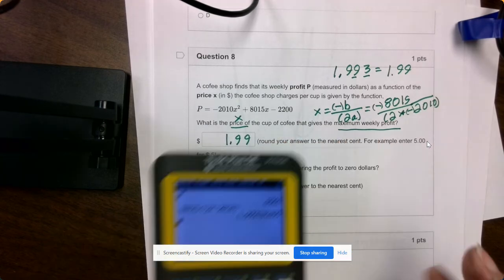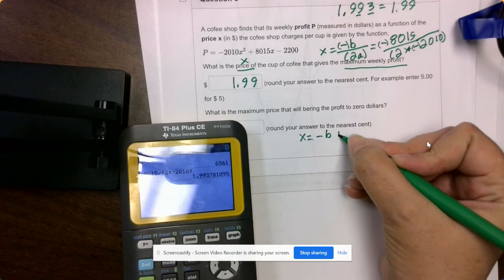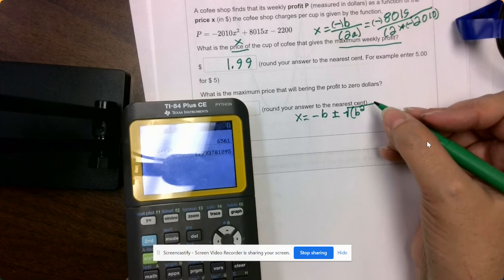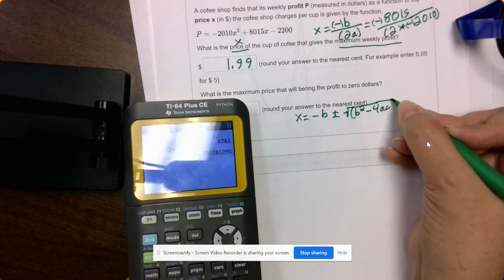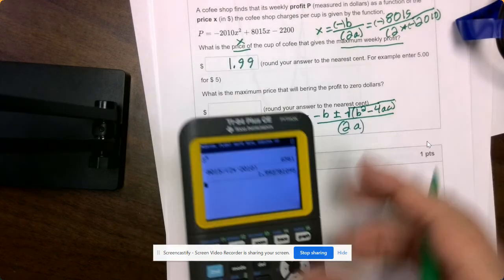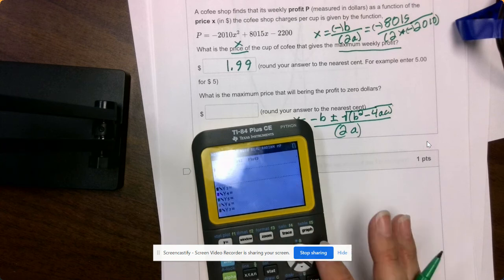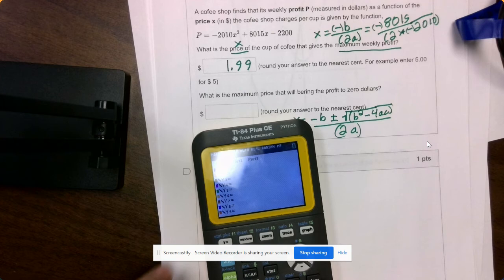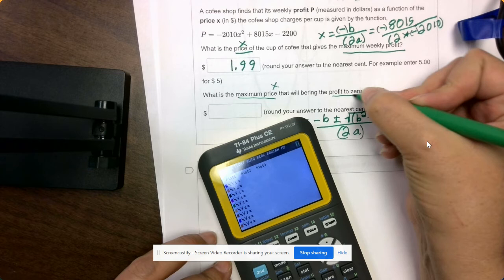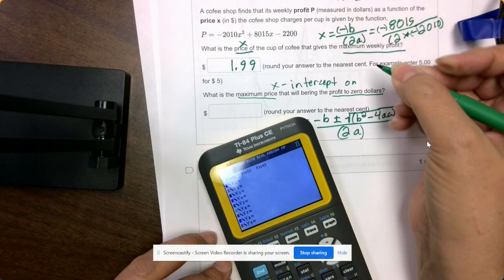Okay, for this one, maximum price, you can use the quadratic formula if you want. So negative b plus or minus the square root of b squared, you do need to do parentheses like this, everybody, minus 4ac, all over 2a. You can actually graph this in the calculator. And maximum price, everybody, we're just looking for where the profit is $0. So we're looking for the x-intercept on the right.